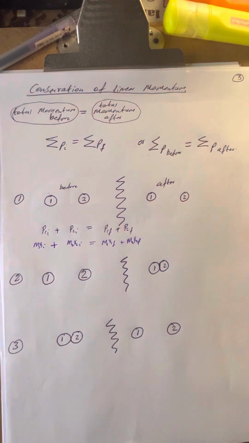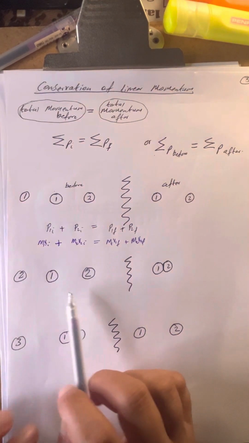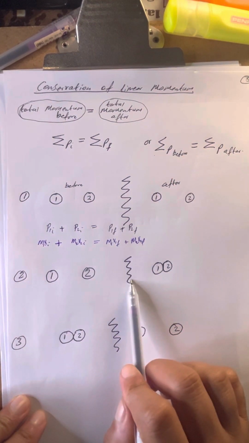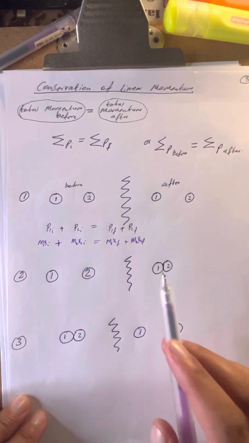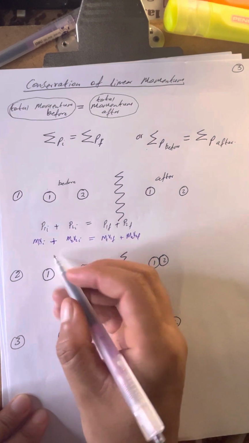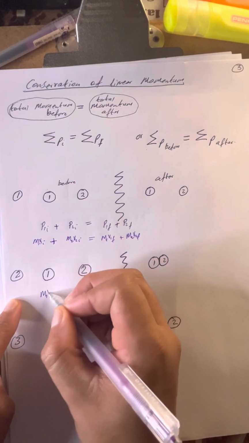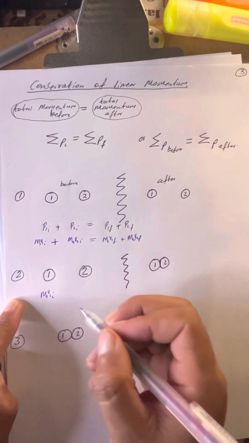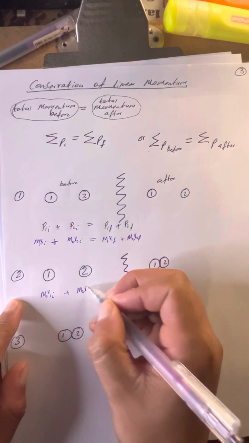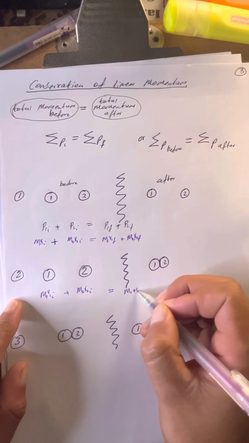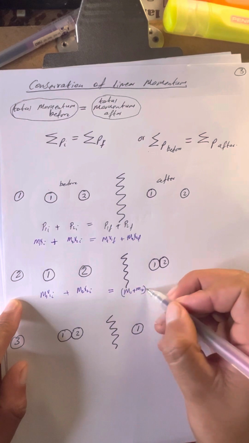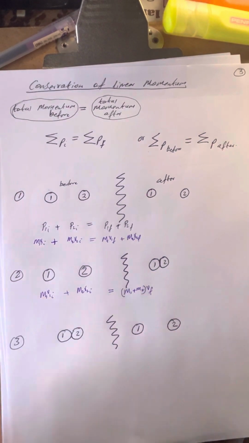Scenario number two is when you have two objects before collision, they are separated, then they collide. After collision, they stick together, they move as one body. So in this case, we have M1 V1 initial plus M2 V2 initial. This equals M1 plus M2, because now the masses are combined, multiplied by the final velocity. They move as one, so they have one velocity. Then you substitute, also taking into consideration the issue of directions.